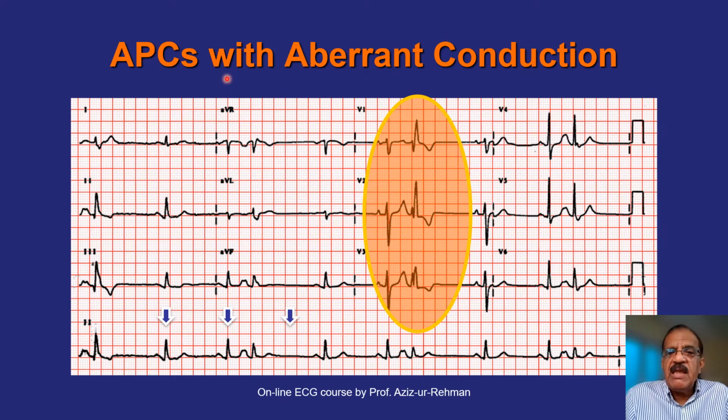Aberrant conduction can take the pattern of right bundle branch block or left bundle branch block depending upon which bundle was refractory and which bundle was responsive. We know from our knowledge of physiology that the right bundle has got longer refractoriness and can conduct a lesser number of beats per minute. So it is more likely to be right bundle branch block, as is the case here. So this was an APC which might look like a VPC.